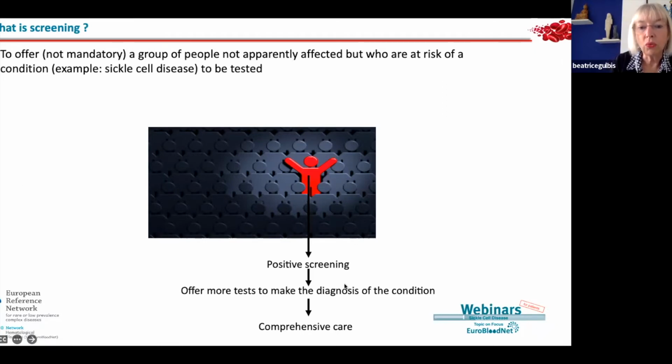So in a group that has to be defined, we would like to find the ones who have a positive screening. Of course, it means that you might have false positives. So as soon as you are screened positive, you are offered more tests to make the final diagnosis of the condition, and for sure to enter this individual affected by the condition into comprehensive care. The comprehensive care might be quite different from one condition to another.